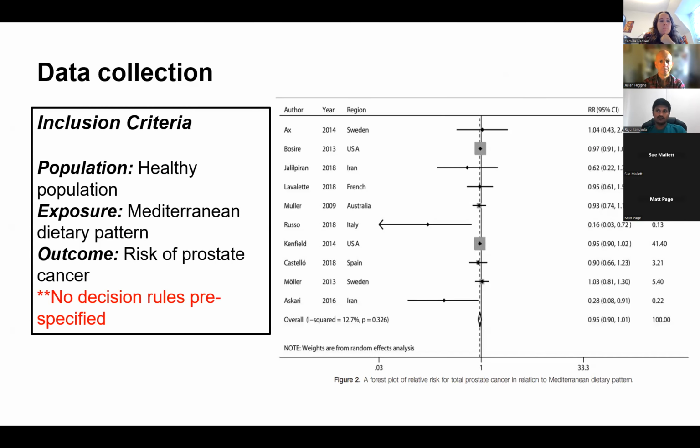Come to the data collection. From systematic reviews and their protocols, we have captured information related to the objectives, PICOs, and decision rules if they were pre-specified. We collected all the effect estimates from all the studies in case there were no decision rules pre-specified. For example, in this meta-analysis, the criteria was healthy population, the exposure was Mediterranean dietary patterns, and the outcome was risk of prostate cancer. However, in this review, the systematic reviewers did not pre-specify which results were eligible when multiple effect estimates were encountered.